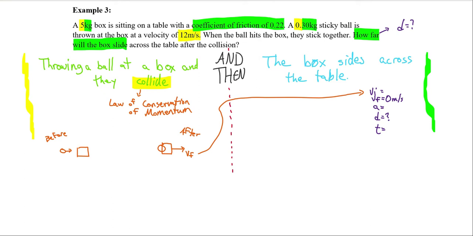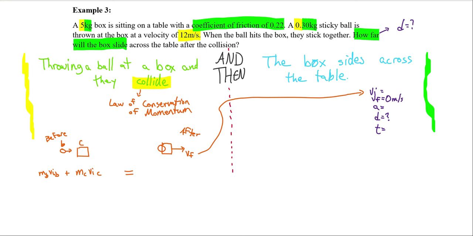I'm going to call my ball B, and I'm going to call my box C, because I'm going to call it a crate. That way I can use different variables. So mass of ball multiplied by the initial velocity of the ball plus the mass of the crate multiplied by the initial velocity of the crate. That's my total initial momentum.